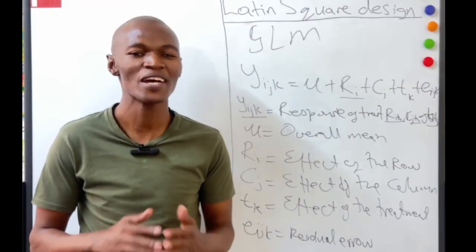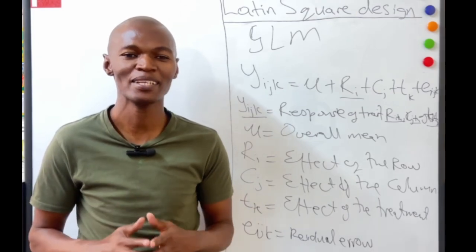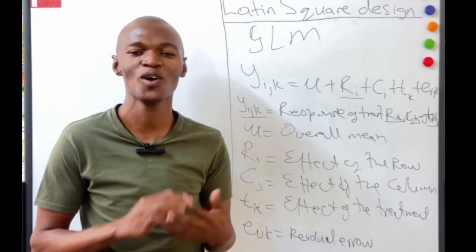So, recap: we have covered the Latin square design. In this design, all the experimental units are similar within a row and also within a column.